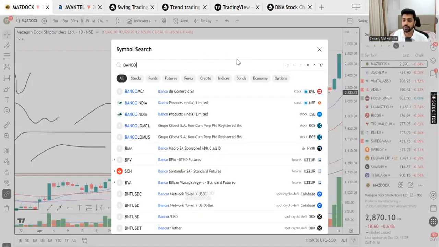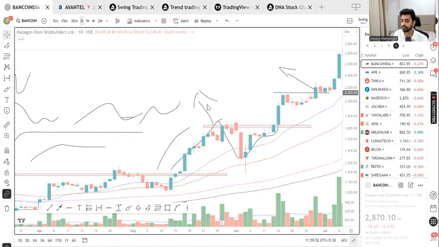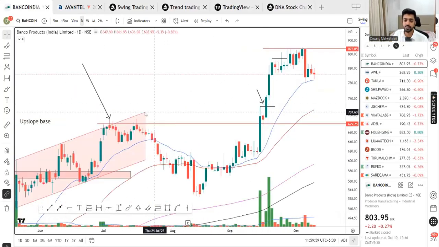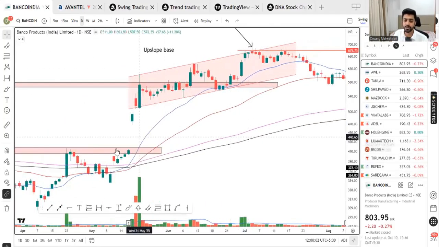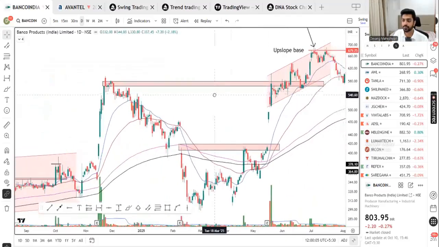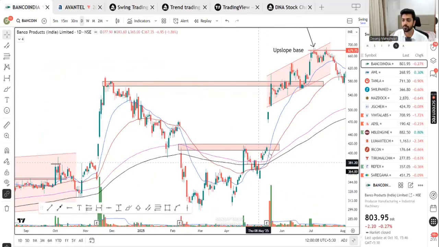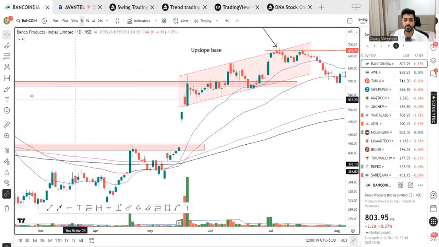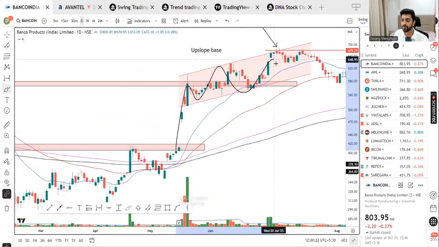So let's see more examples. Here you have both kinds of ways. Here it went up. This is an up down base. It moved up, but after this move it started making an up slope base. It tried to progress here, failed, tried to progress up, failed. So from this up move it started forming an up slope base here. So here a breakout will be the trigger. A breakout will be here.